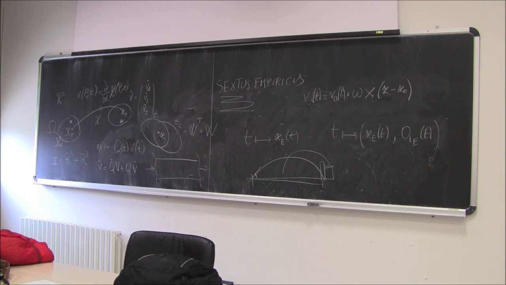Sextus Empiricus attacks the mathematical modeling of the Greeks, telling in substance that Earth is not a material point. Earth is not a rigid body. Earth is not a deformable body. Earth is something else, and you cannot understand it.